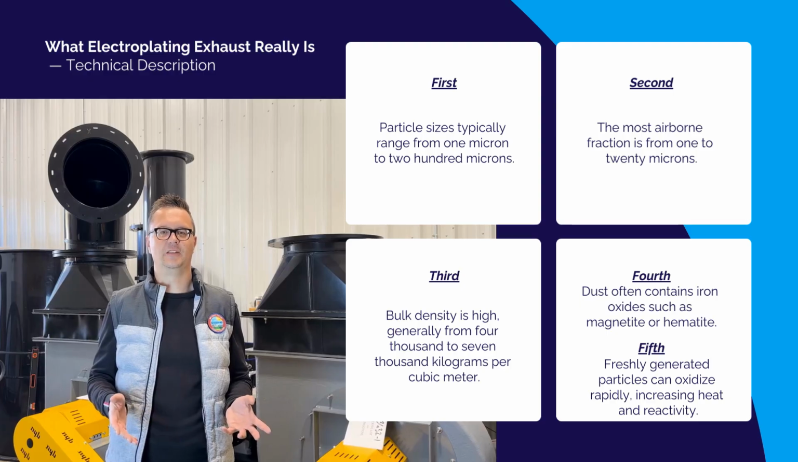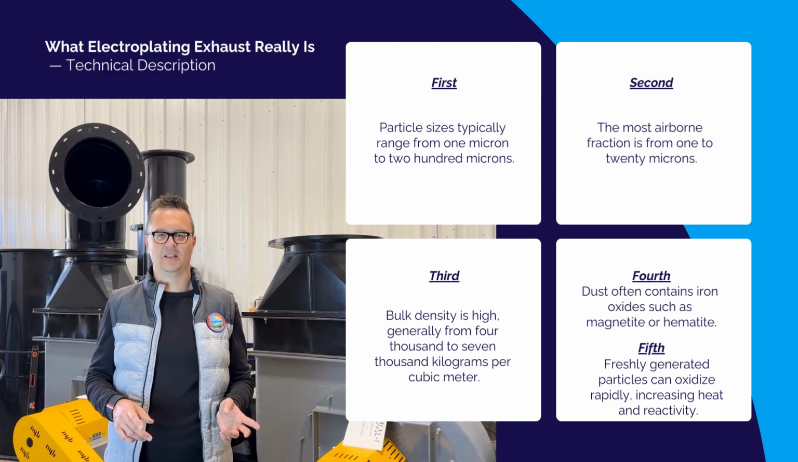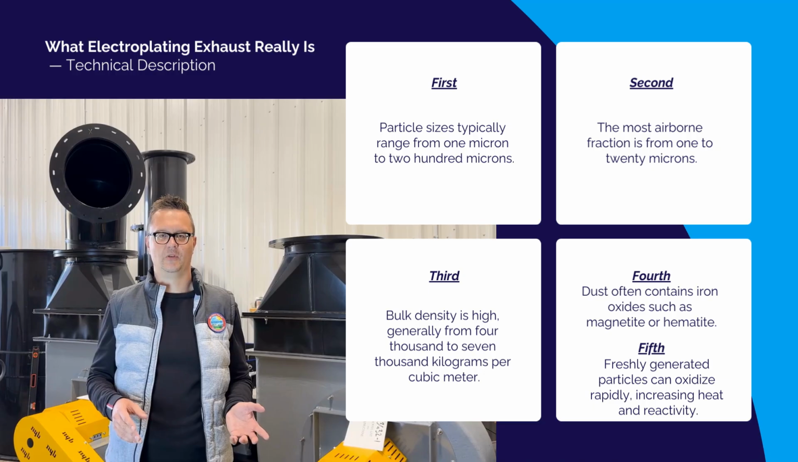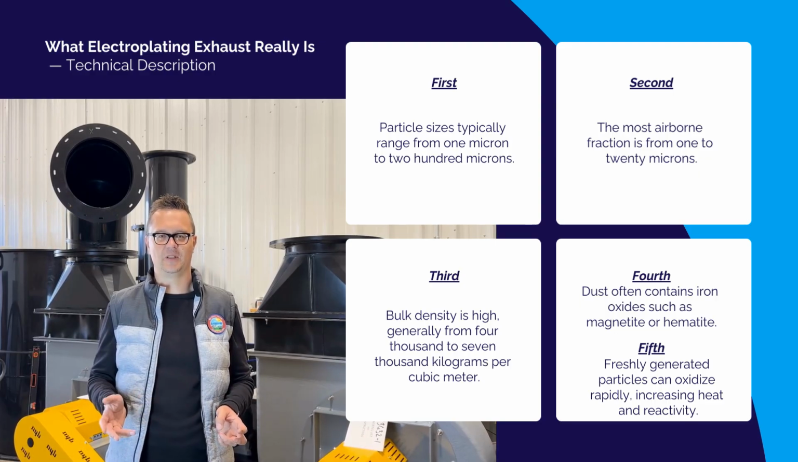What iron dust really is. Technical description. Iron dust forms during grinding, cutting, drilling, polishing, casting, and surface preparation of iron and steel parts. Technically, first, particle sizes typically range from 1 micron to 200 microns. Second, the most airborne fraction is from 1 to 20 microns. Third, bulk density is high, generally from 4,000 to 7,000 kilograms per cubic meter. Fourth, dust often contains iron oxides such as magnetite or hematite. Fifth, freshly generated particles can oxidize rapidly, increasing heat and reactivity. Iron dust is heavy but highly reactive.